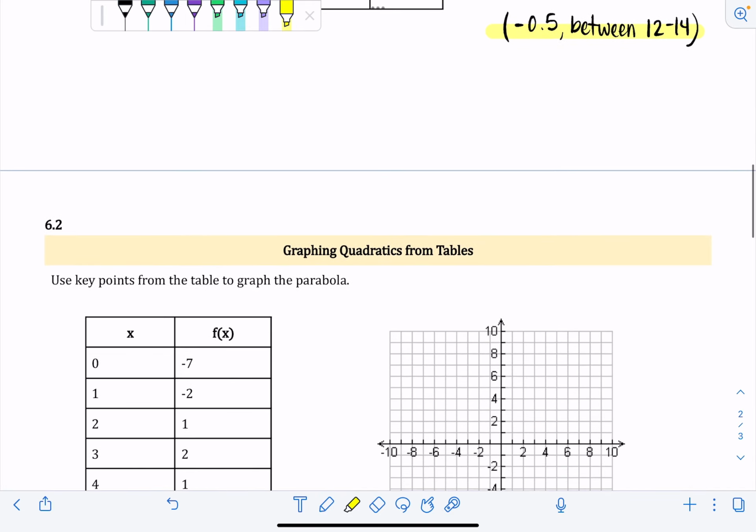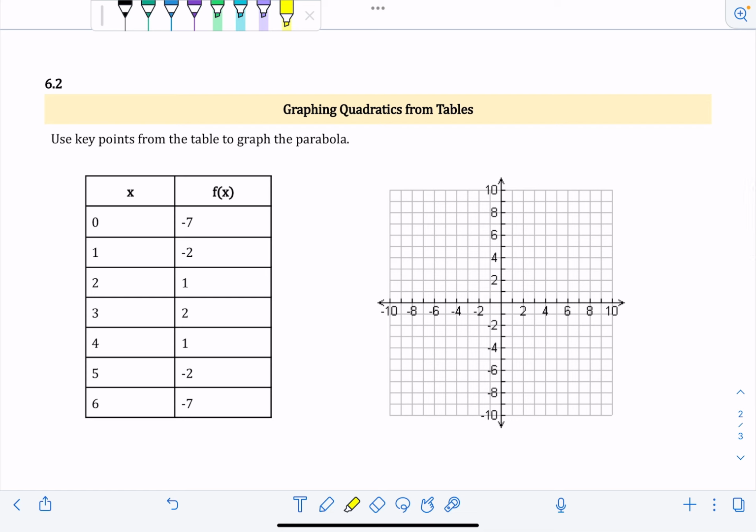Okay, moving down to 6.2. So the main goal of 6.2 is for us to recognize that quadratics have symmetry and they have important points. And so maybe if we're given a whole table, we don't have to graph every single point. Yes, if we're using the points to graph, we can take every single point and put them on there, but it's more about efficiency and knowing that we can sketch the graph without taking the time to plot every point. So let's identify the vertex and then maybe some other important points on the graph.